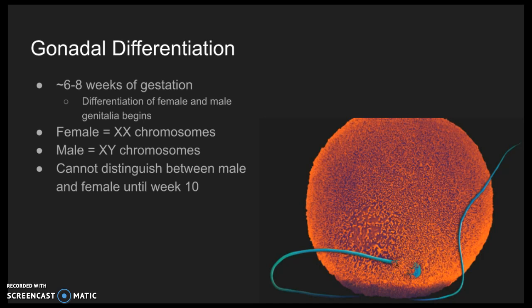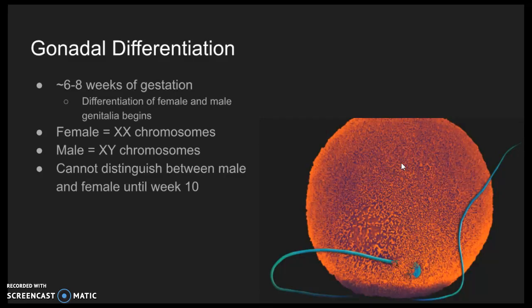This starts with gonadal differentiation. It typically starts at 6 to 8 weeks of gestation. This is when the differentiation of female and male genitalia begins. A female is determined by 2 X chromosomes, and a male is determined by an X and a Y chromosome. You typically cannot distinguish between male and female until about week 10.